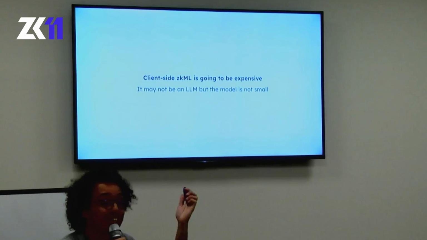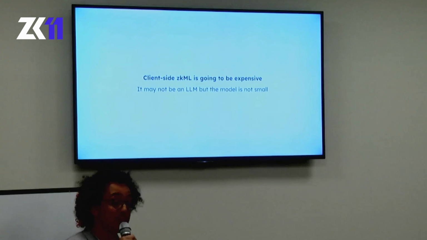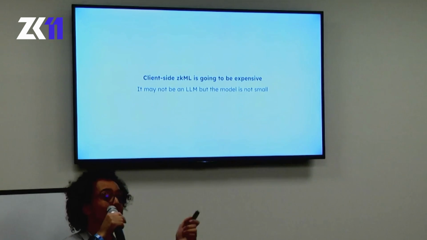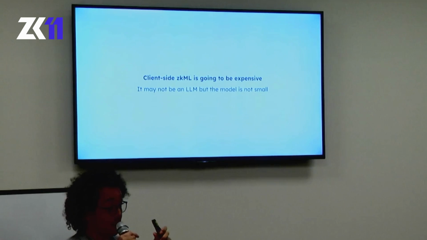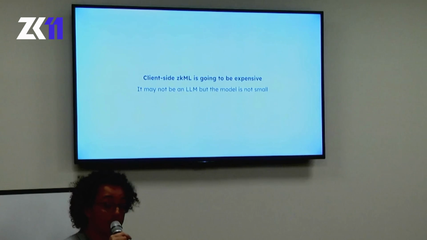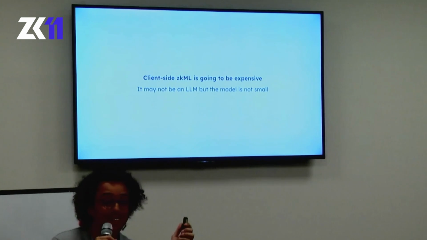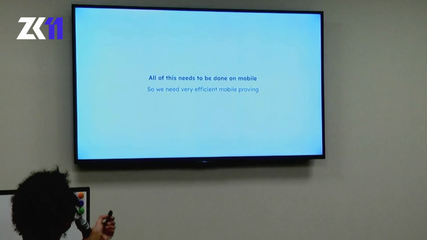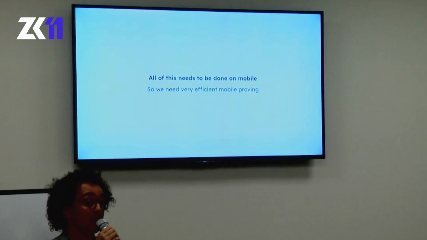So, client-side ZKML is going to be expensive. This is not an LLM. This is not the paramount of big models, but this is still not that small. So you can imagine running this maybe on a pretty good laptop, like a MacBook Pro. But remember, here we're reading from a phone. We don't want the data to leave the phone, so what does this mean? We need to generate the proof on mobile. And we need to do ZKML on mobile. That's a challenging problem, isn't it? So we need very efficient mobile proving.